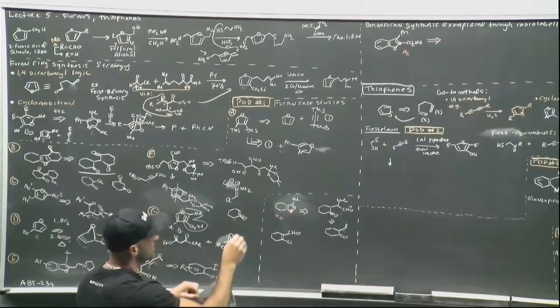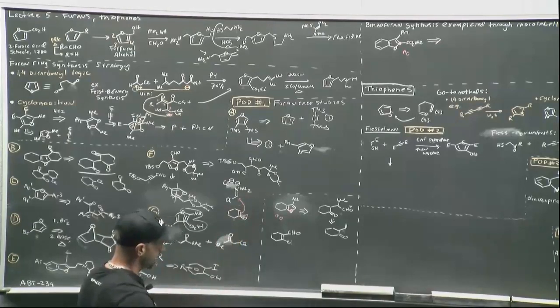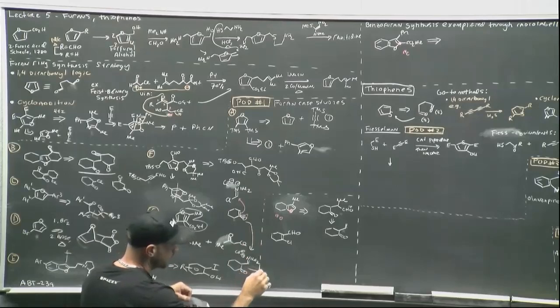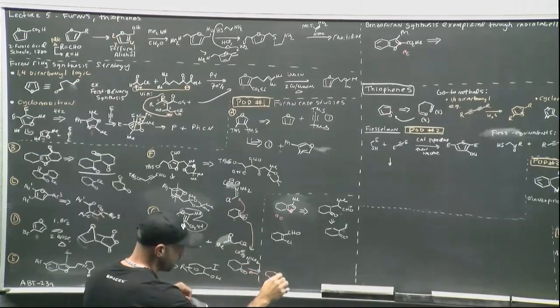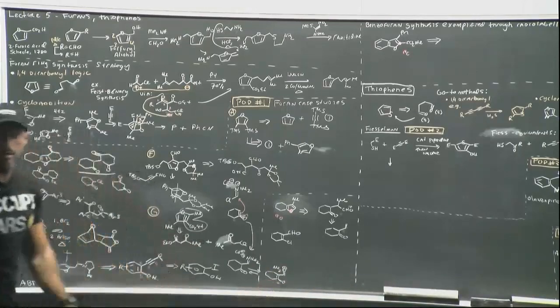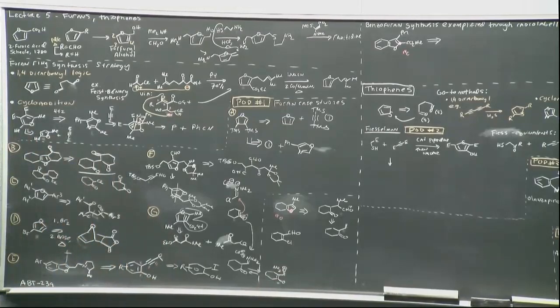Then what? And you attack the Vilsmeier reagent. Expel the phosphate. Now what? Chloride attacks the ketone. Can you imagine? What is this, really? What is this thing? Isn't it just a vinylogous acid?